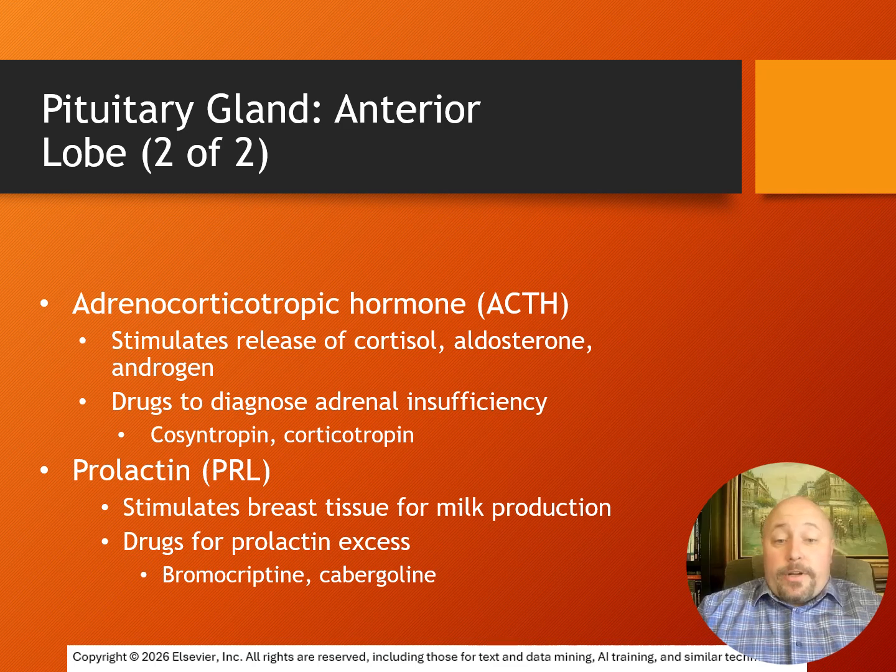In the case of adrenocorticotropic hormone, ACTH, this stimulates the release of things like cortisol, aldosterone, and androgen. And there are drugs to diagnose adrenal insufficiency, such as corticotropin. There's also prolactin that works to stimulate the breast tissue for milk production, and drugs related to prolactin excess.